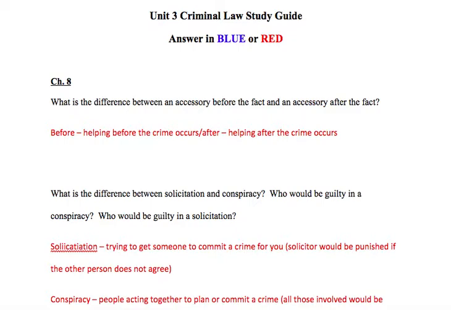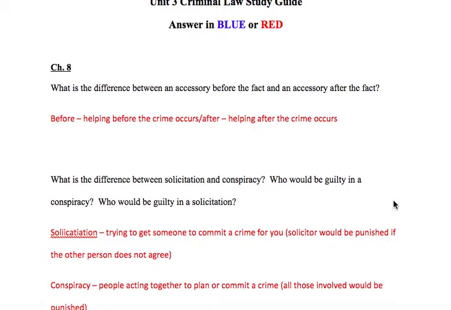So the first question here: what is the difference between an accessory before the fact and an accessory after the fact? We talked about different key players in a crime. We have the principal and the accomplice. We also have those two. An accessory before the fact is someone that helps the crime before, tries to plan it, and things like that. After the fact, you're helping after, maybe getting someone away, hiding that person, but you know a crime occurred.